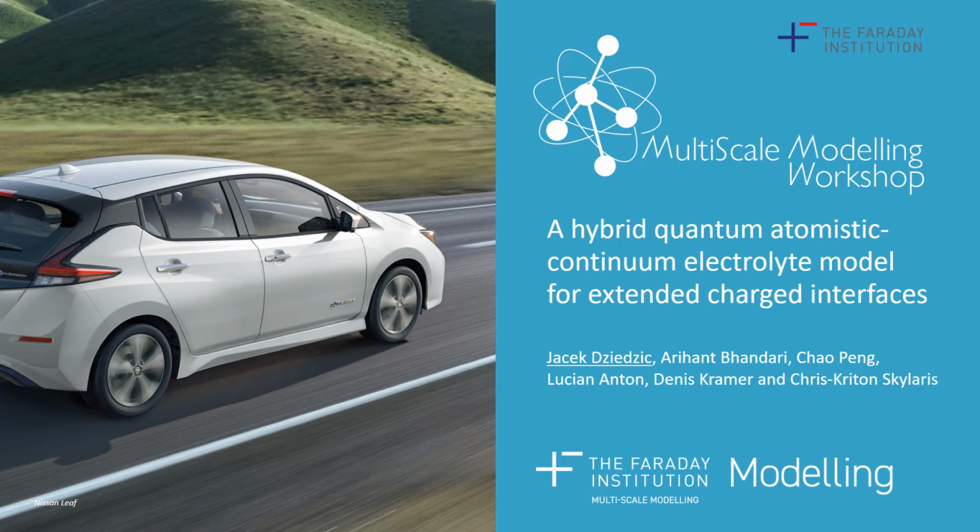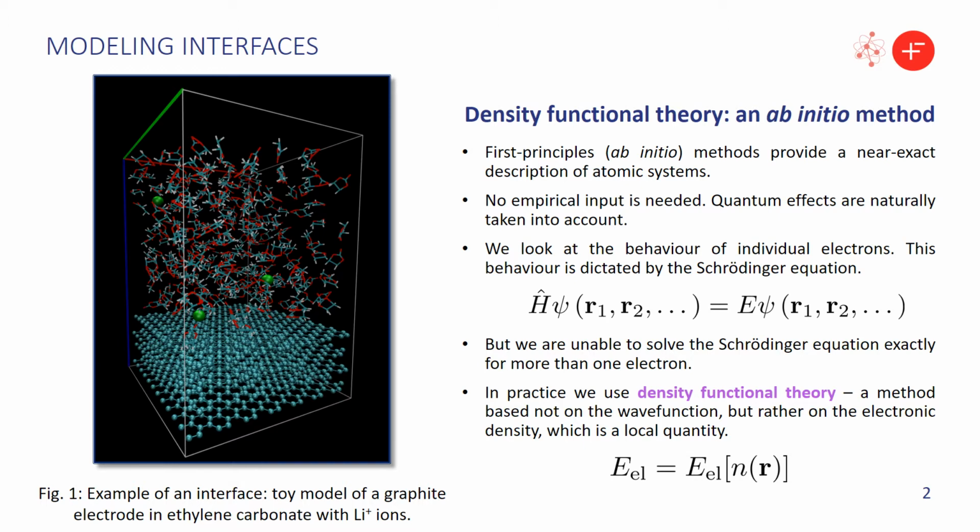In this talk we will be dealing with interfaces, which in the context of battery modeling would very likely mean electrodes in contact with some kind of solvent that contains electrolyte ions. For example, a graphite electrode surrounded by molecules of ethylene carbonate in which there's an occasional lithium cation and a hexafluorophosphate anion. Atomistic systems like these can be described near exactly with so-called first principles methods.